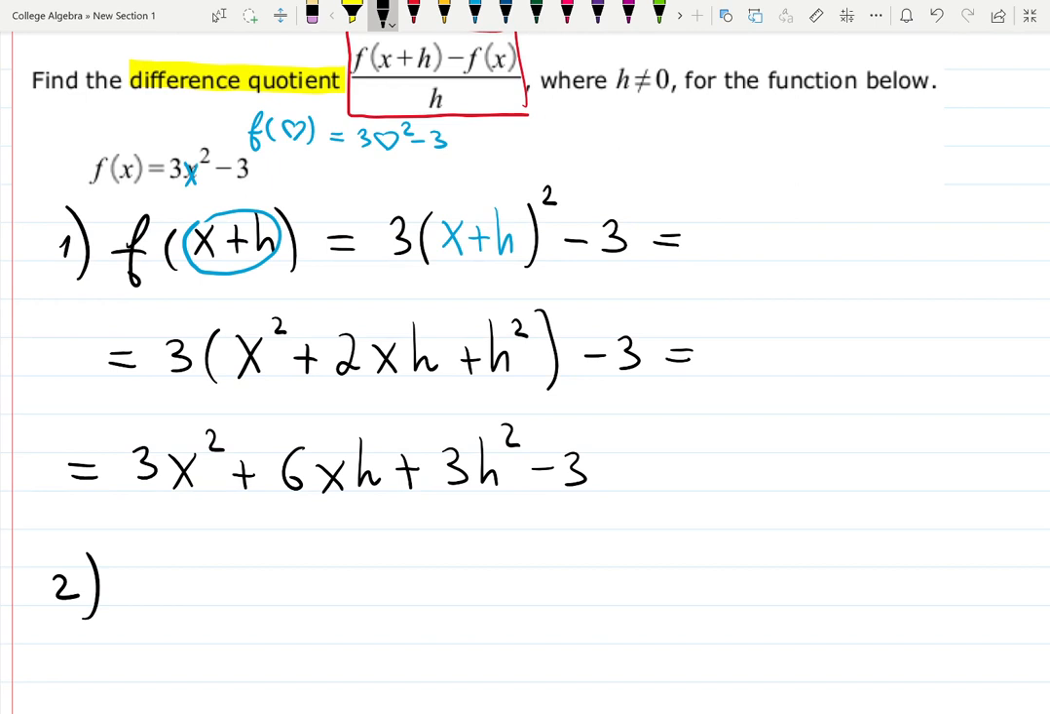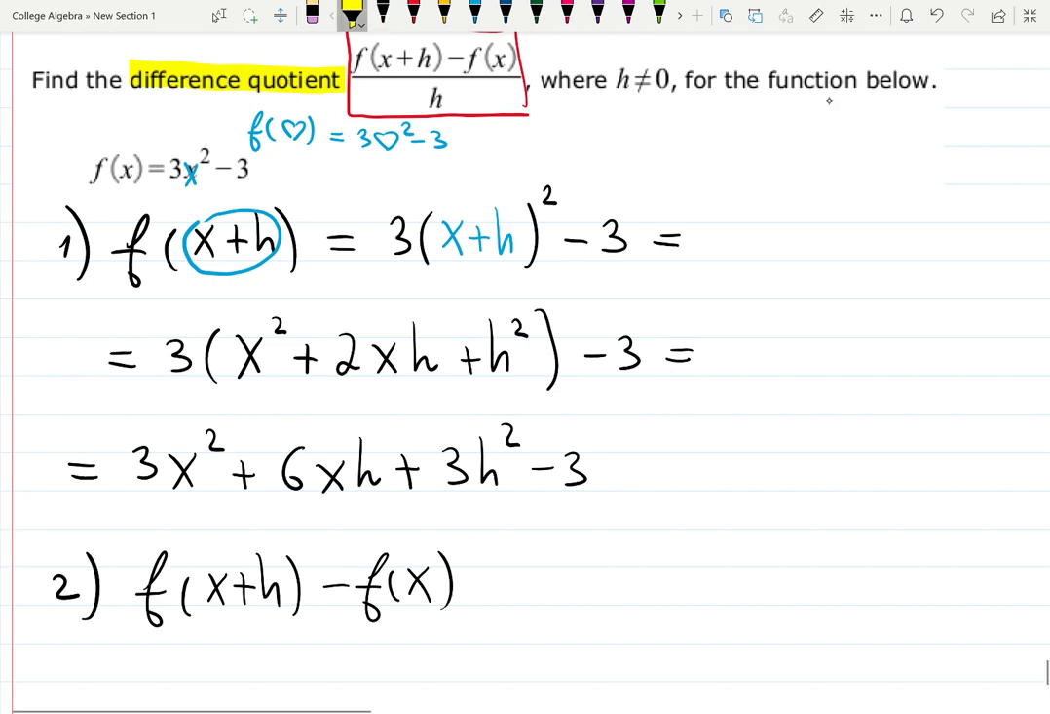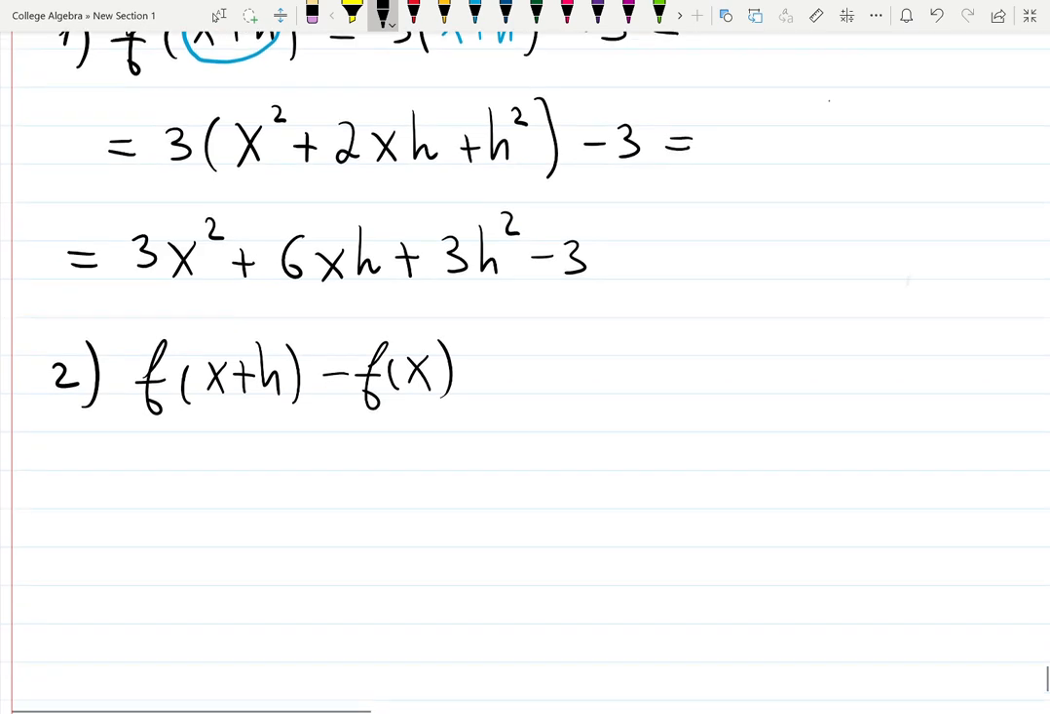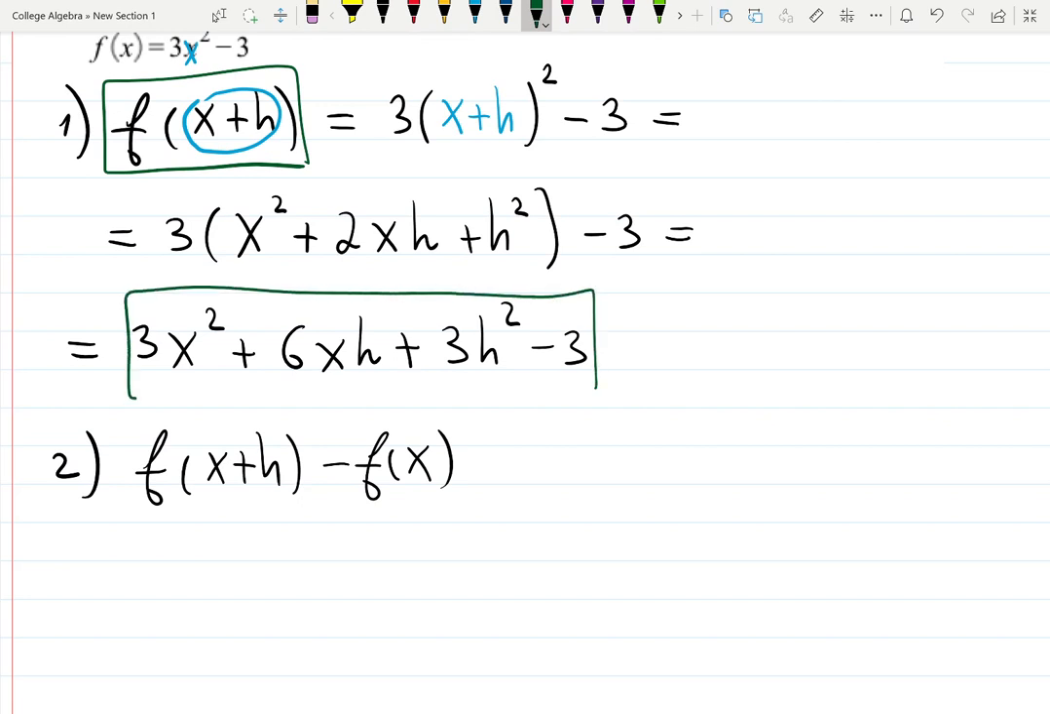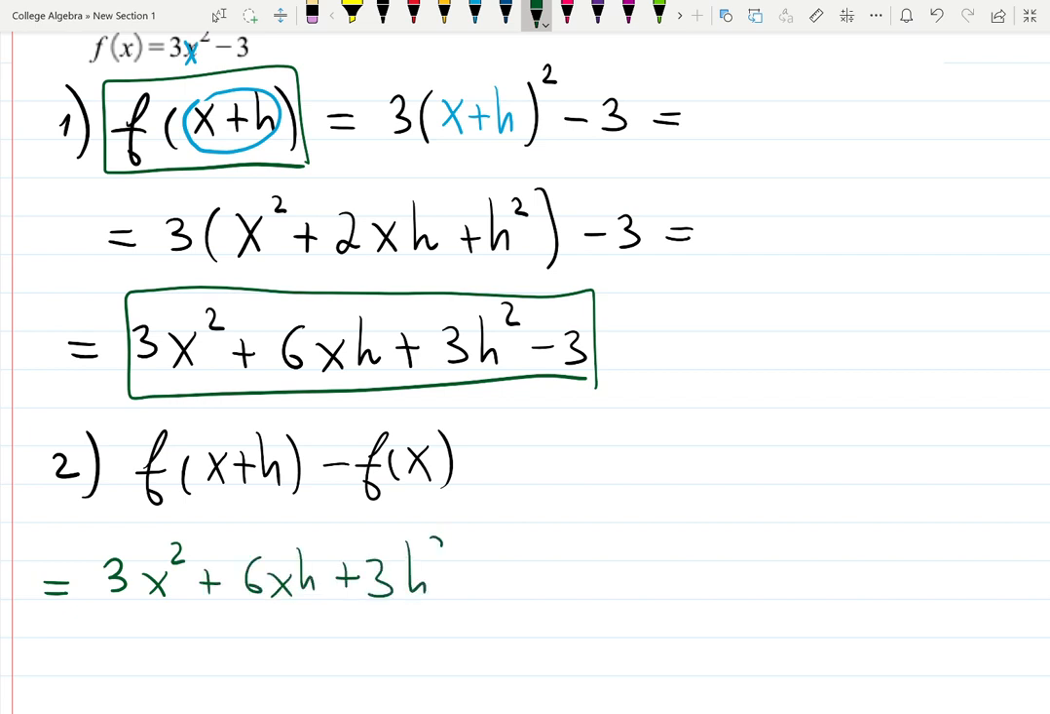The second step, let's write down f of x plus h minus f of x. Do you see what I'm doing here? I'm doing the numerator separately from the denominator. I already found this piece and I already simplified it, that's exactly why I did that. So I will write down 3x squared plus 6xh plus 3h squared minus 3. This is the first part, f of x plus h.